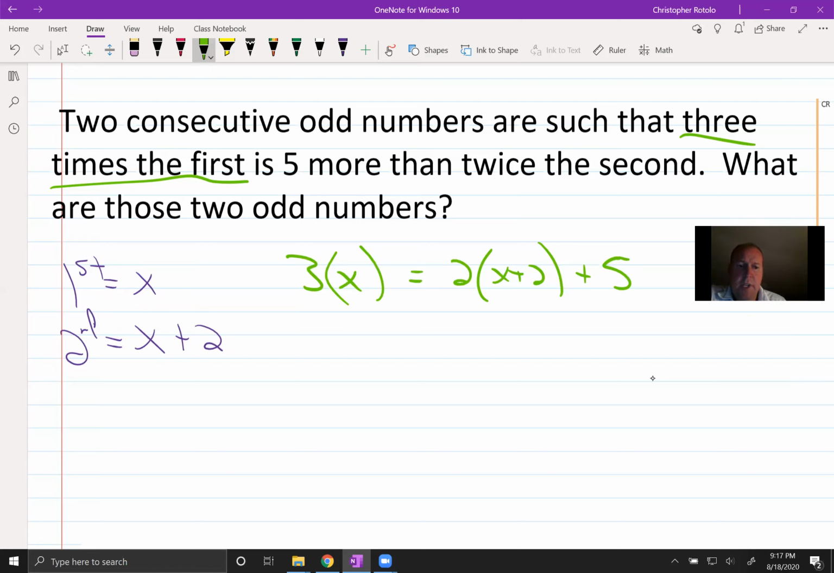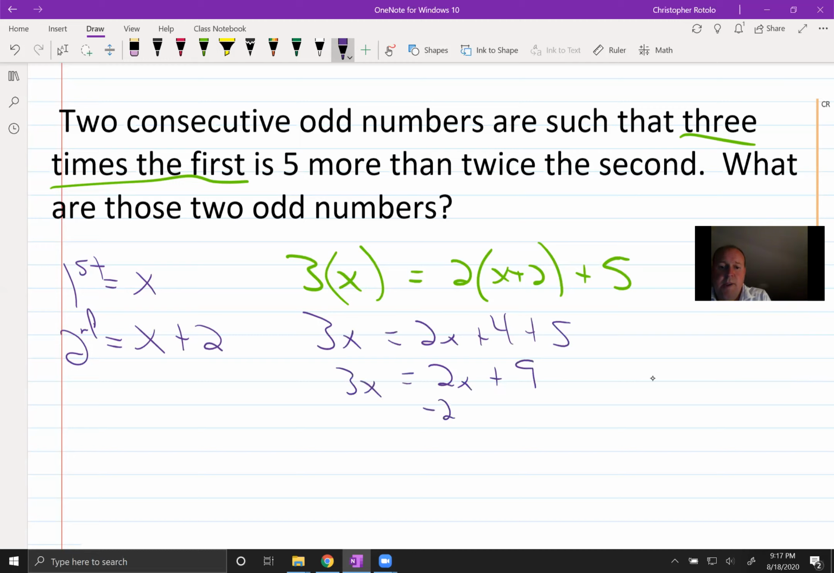So notice there's no trick to deal with that. Okay, what are those two odd numbers? So let's go ahead and solve it out. So I got 3x, I got 2x plus 4 plus 5. So that means I got 2x plus 9 equals 3x, and we're going to subtract 2x. So x turns out to be 9. So that means it's 9 and 11 are my two consecutive odd numbers.